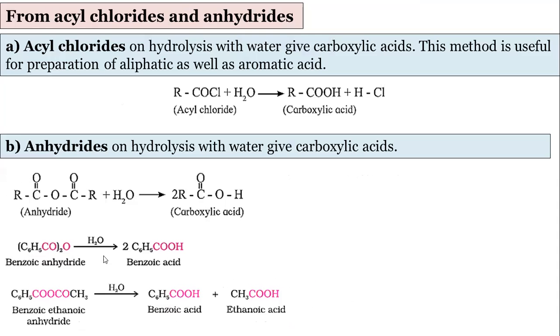Then next one, preparation of carboxylic acids by using acid chlorides. So by using these acyl chlorides, you can prepare aldehydes. By this acyl chloride, you can prepare the ketones. By this acyl chloride, you can prepare the carboxylic acids.